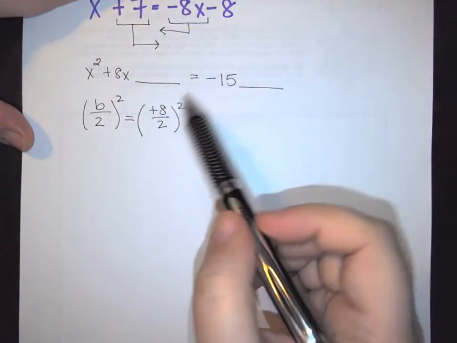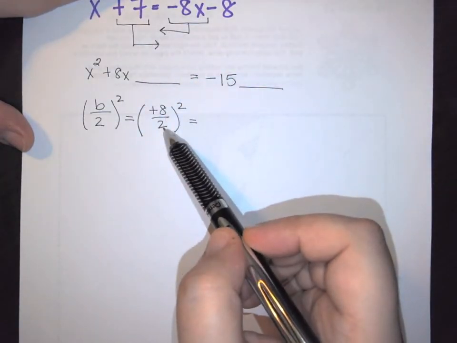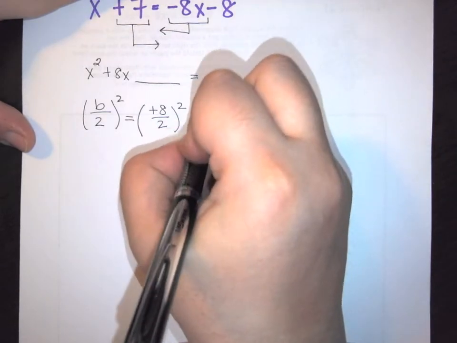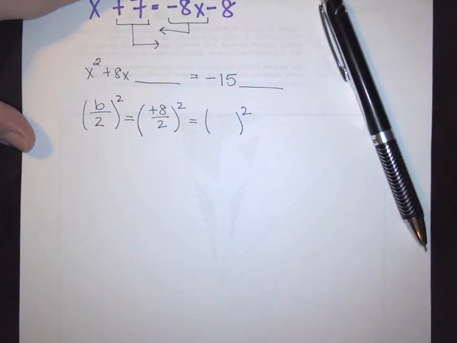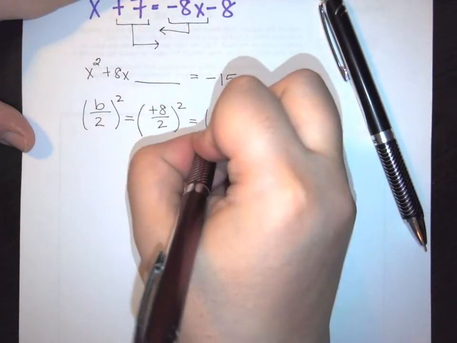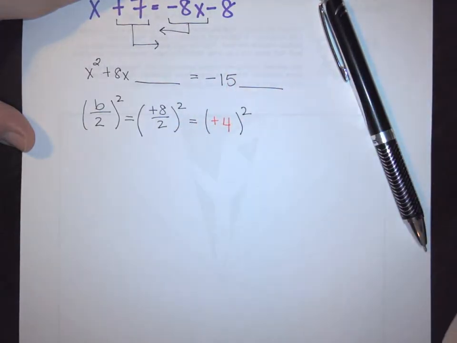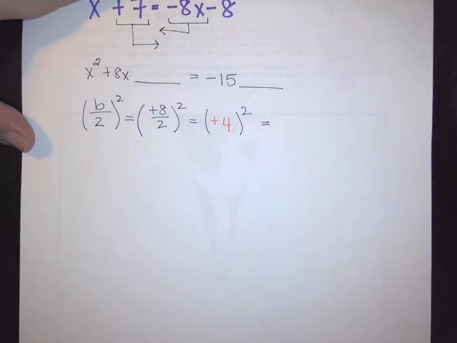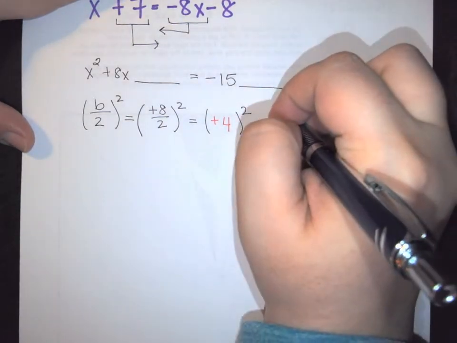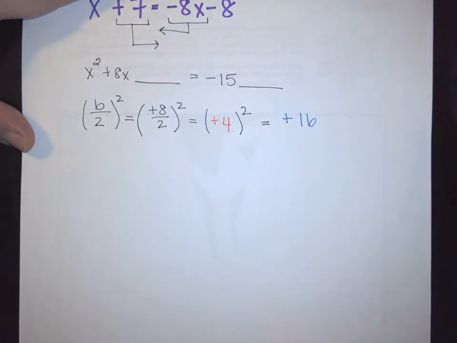Now I am going to reduce this fraction first. So here we're going to end up with a result squared. And if we reduce the fraction, 8 over 2 reduces to a positive 4. And then we're going to get a result. Well, if we look at 4 squared, this is going to become a positive 16.